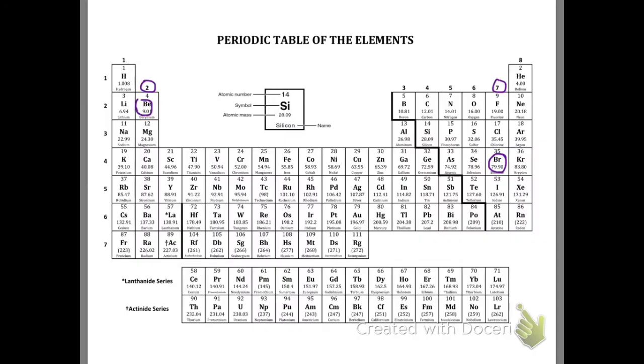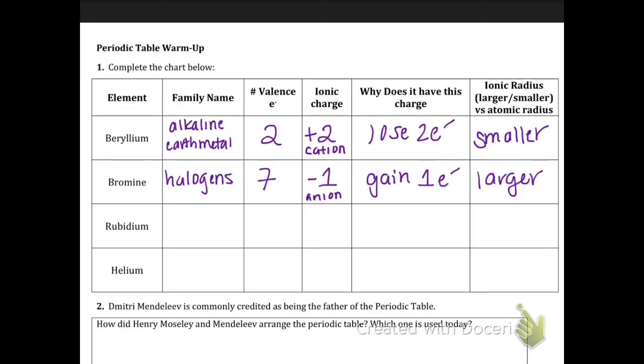Next, rubidium. Rubidium is over here, which is in the first column. The first column is called the alkali metals. First column means it has 1 valence electron. When you have 1 valence electron, you're going to lose that one, so you get noble gas status. When you lose a negative, you become positive. That is called a cation. Losing electrons makes you become smaller.